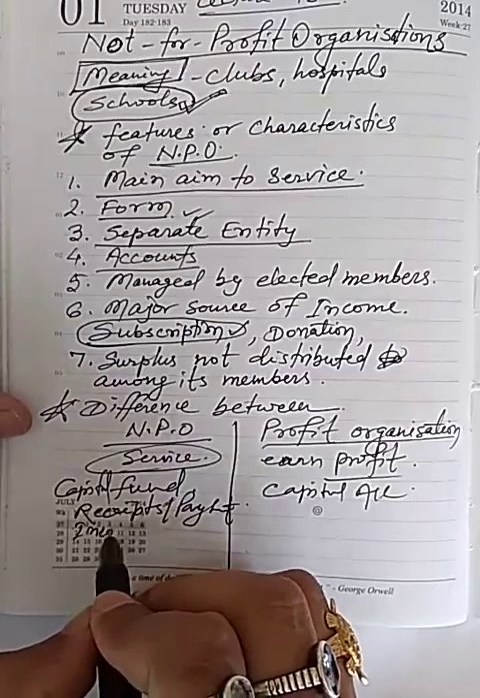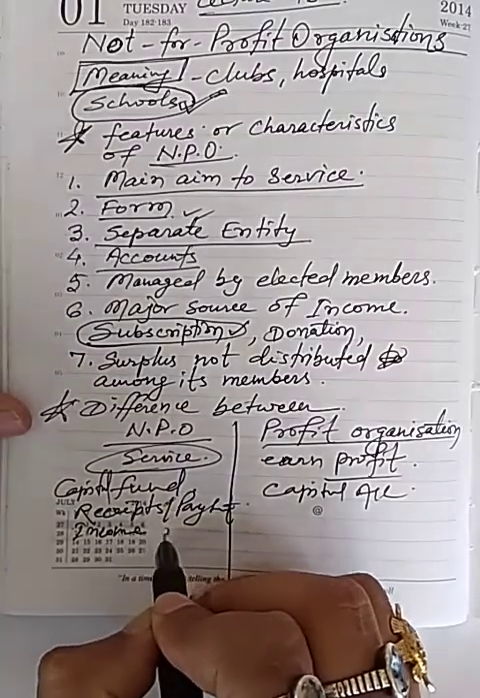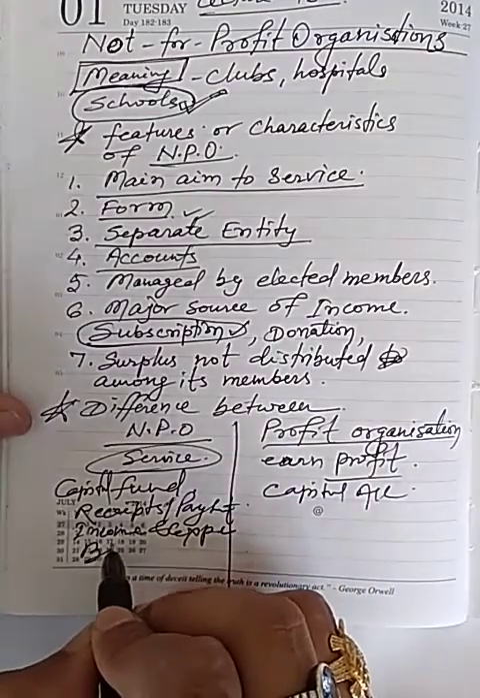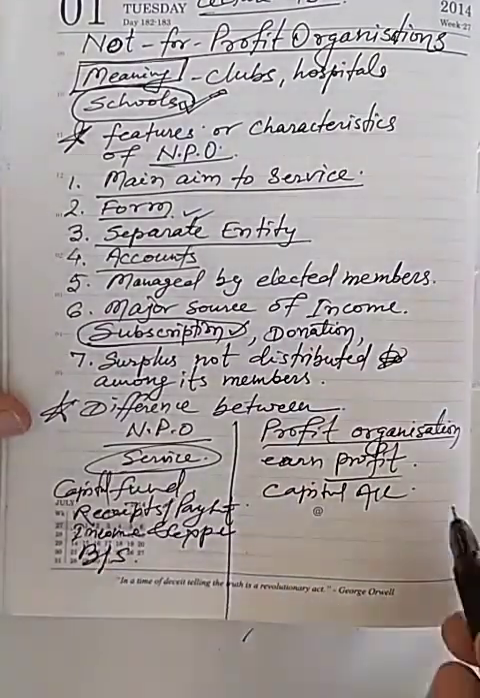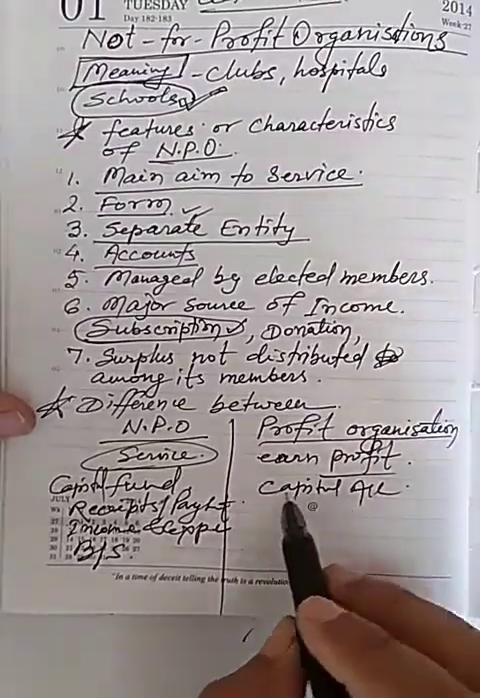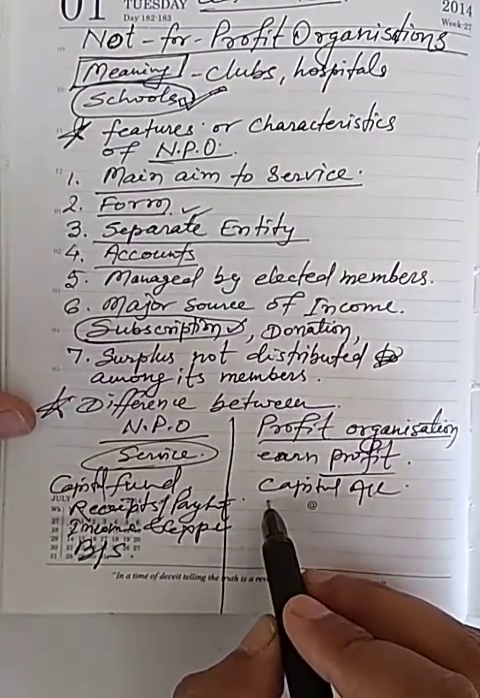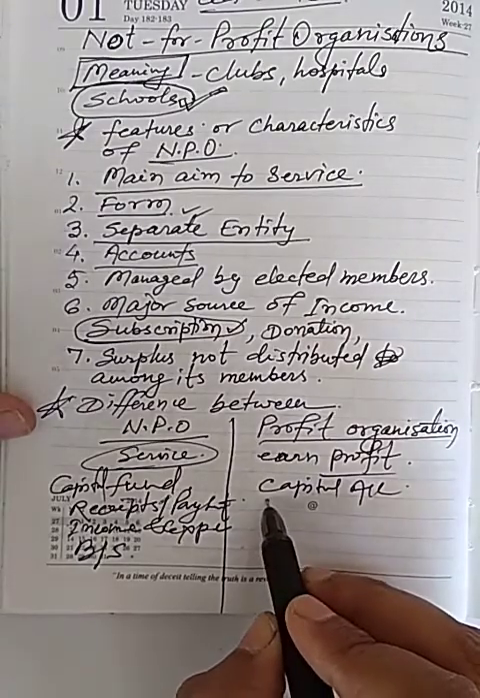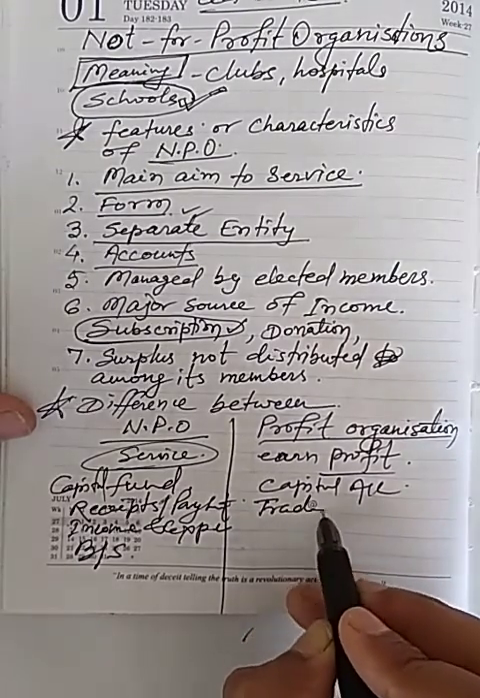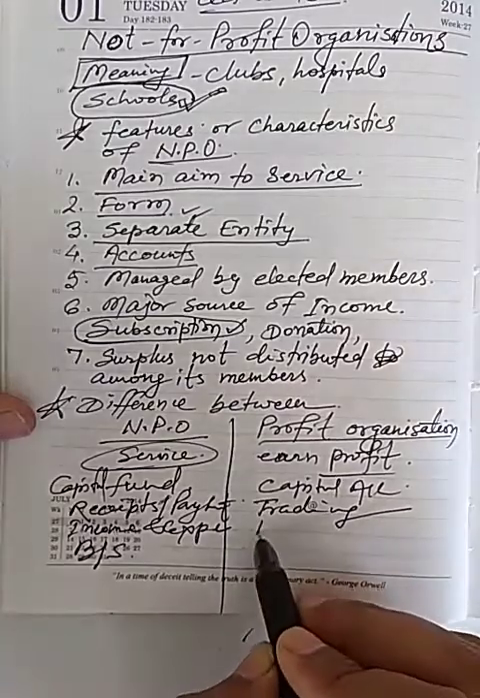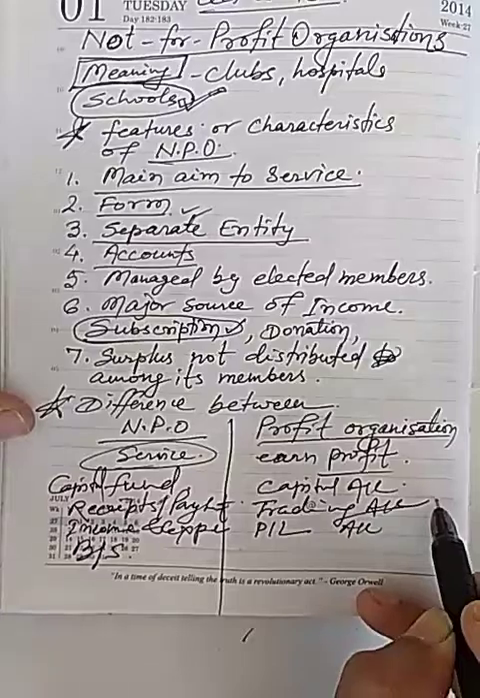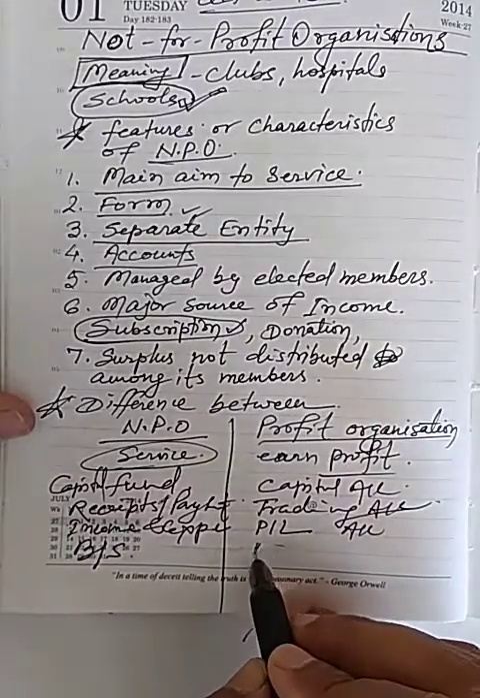Income and expense. Second is income and expenditure account. And third is balance sheet. But a profit organization maintains trading account, profit and loss account, we all know about it, and balance sheet.